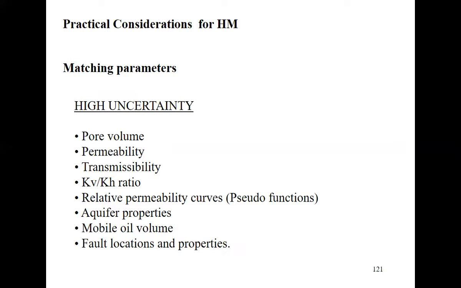Then you may go back to your geologist and say, oh, from the well test we got this. Is it in your model? Let's check. And then you will have a discussion on this and on all other properties, all in order to make a better history match.